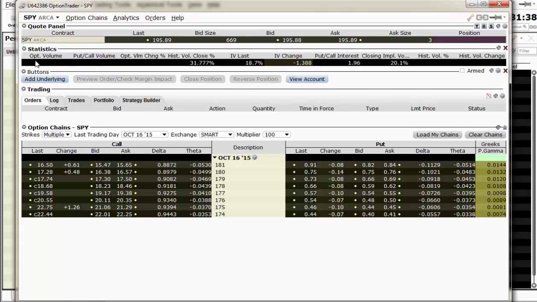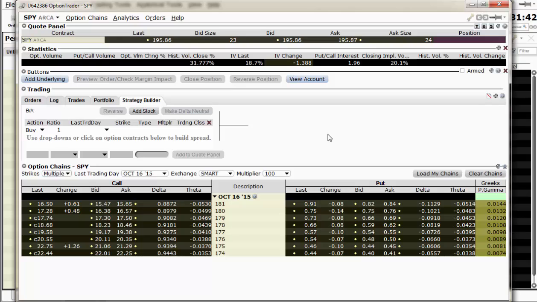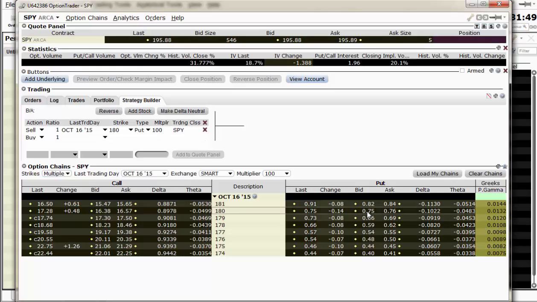But a new feature on this, you can see if we click on strategy builder here, we can actually build our strategy from here. So the first part of the bull put spread is we're going to sell the 180 put, and you can see that's automatically populated up here in the strategy builder. And what we want basically to happen here is the share price of SPY to finish above 180. Now the second part of the trade is just in case this whole thing breaks down and does fall down, we want to limit our risk on this, so we're going to buy the 175 puts also.